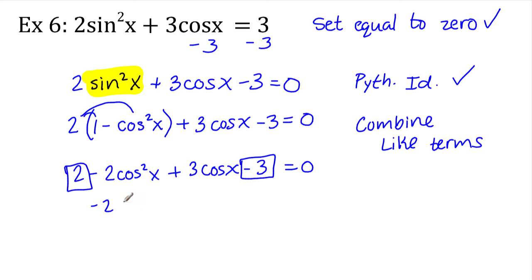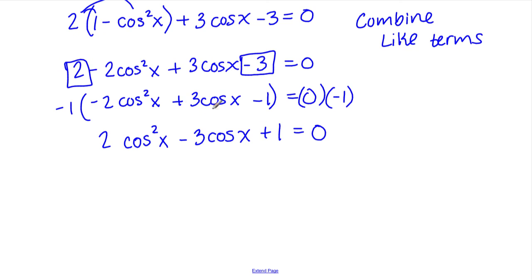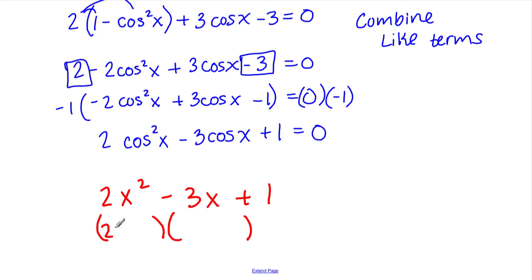But that negative 2 bugs me. So we're just going to go ahead and multiply both sides by negative 1 so that my leading term is positive instead of negative. So now my equation will say positive 2 cosine squared x minus 3 cosine x plus 1 equals 0. So now we're going to go ahead and revisit that idea of factoring quadratics. Replacing the cosines with x's, we would have 2x squared minus 3x plus 1. Well, you can factor that. It's 2x minus 1 times x minus 1.